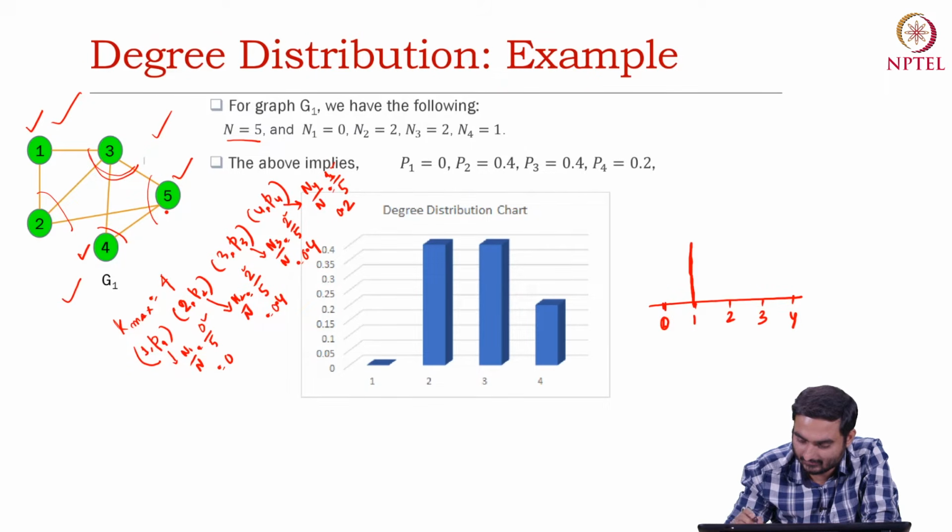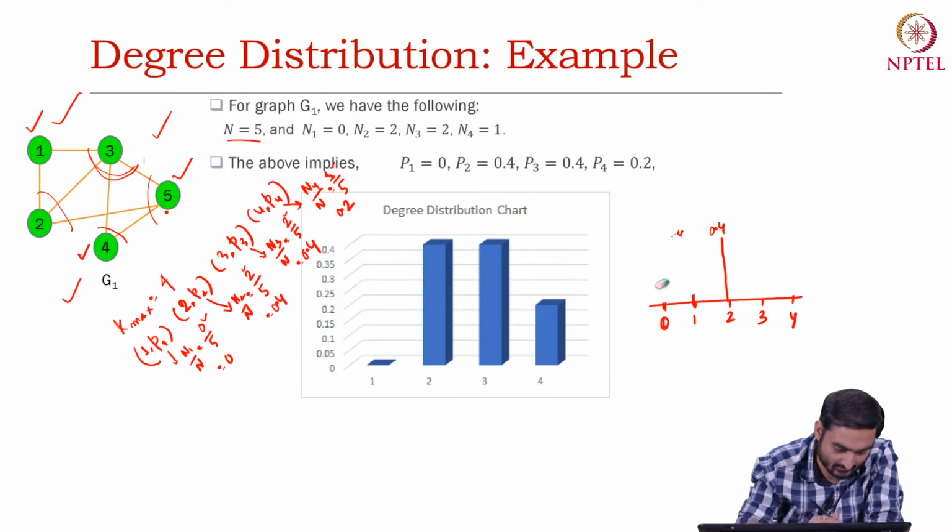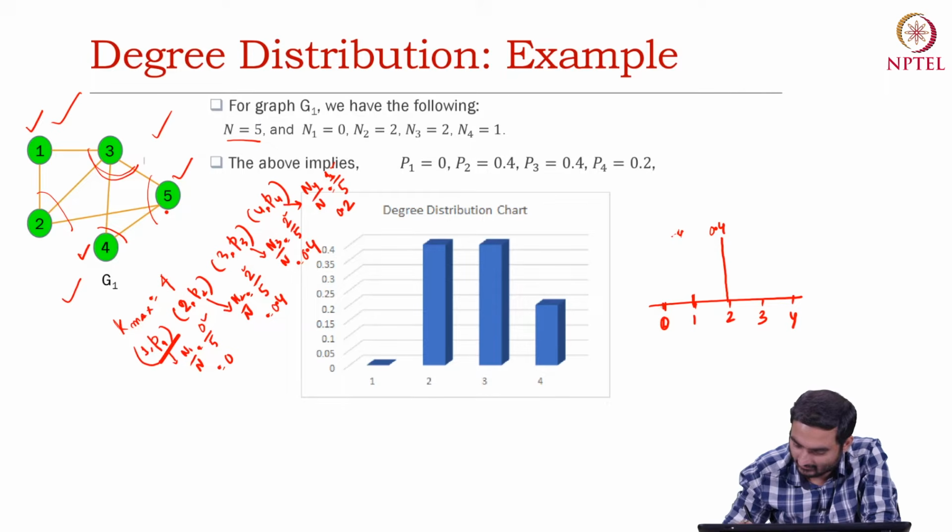This is 0.4, right? This is also 0.4, right? Sorry, this is essentially 0, because P1 is 0, right? This is 0, this is 0, this is 0.4, this is 0.4, and this is 0.2.